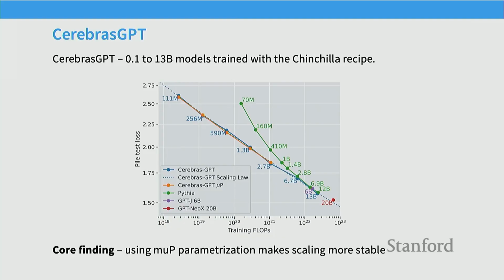And just to show you the punchline, you've got test loss on the Pile, and you've got the scaling curves here of Cerebras-GPT in blue. This is with standard parameterization. You've got mu-p in orange. This is the model that they also train using the maximum update parameterization. And they show that it scales more nicely, if not better, than things like Pythia or GPT-J.